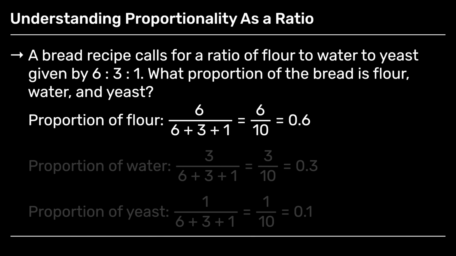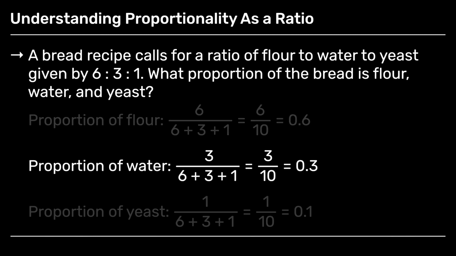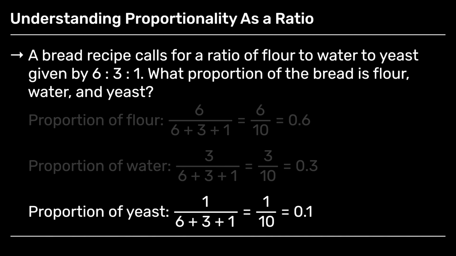Well, we consider flour first. So the proportion of flour will be 6 over 6 plus 3 plus 1. That's 6 over 10, which you may know as a decimal is 0.6. So 6/10 or 0.6 of the bread is flour. How much is water? Well, that's 3 over 6 plus 3 plus 1. That's 3/10 or 0.3 as a decimal. Finally, how much of the bread is yeast? That's 1 over 6 plus 3 plus 1.